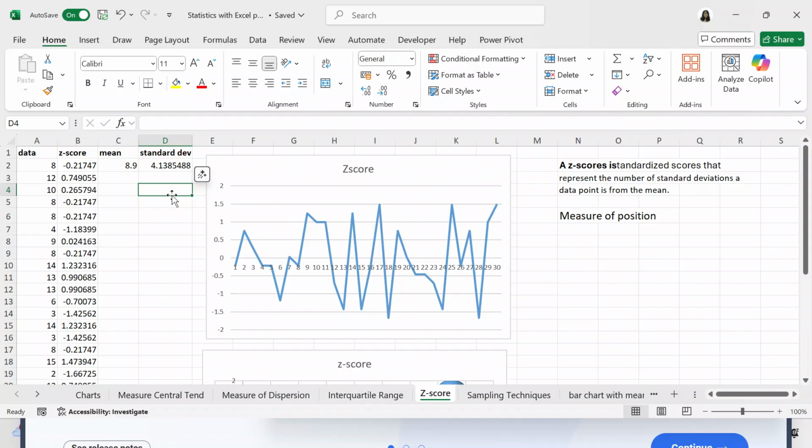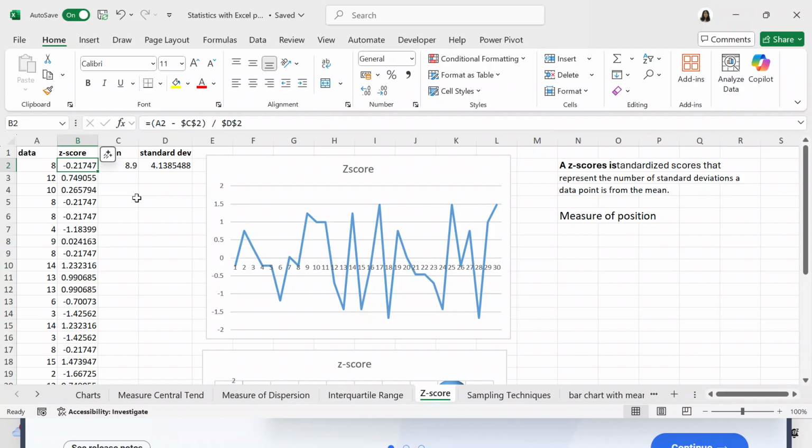So we calculated the mean and the standard deviation, which we have discussed in previous videos, because the mean and the standard deviation are part of descriptive statistics. Your mean is your measure of central tendency and your standard deviation is your measure of variance. Now that we know the mean and the standard deviation, we can calculate the Z-score as A2 minus C2 divided by D2.